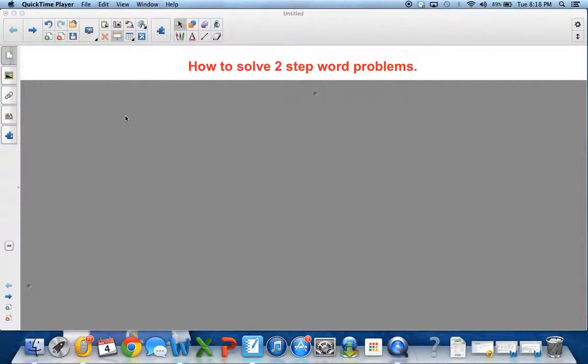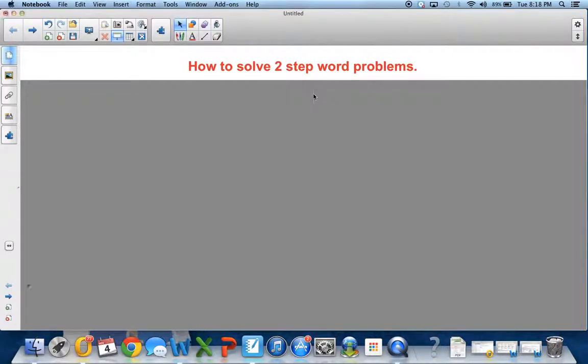Today we're going to talk about how to solve two-step word problems. We've talked about addition and subtraction on their own, and you've solved addition problems and subtraction problems. Now we're going to solve problems that might involve two steps of addition or two steps of subtraction, or one step of addition and then one of subtraction, or other ways.